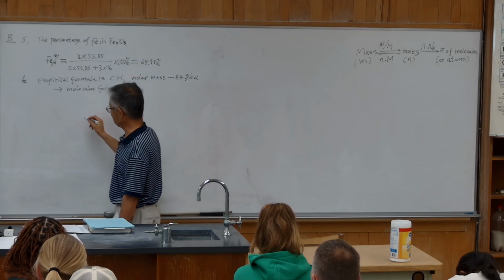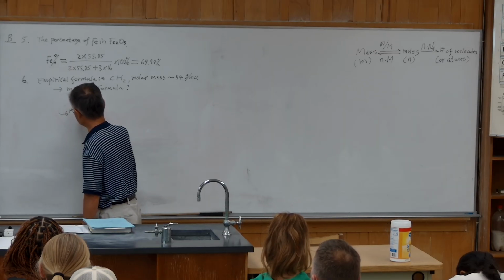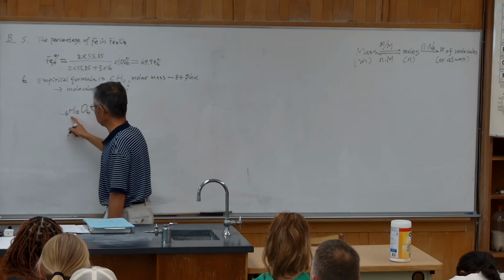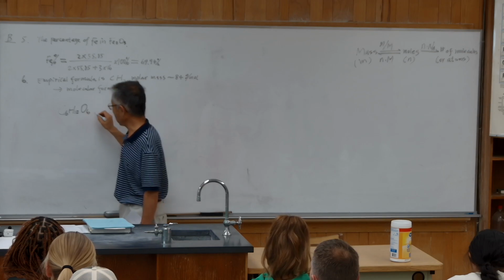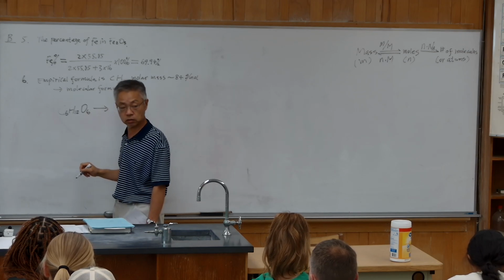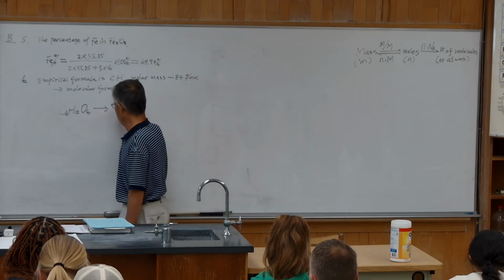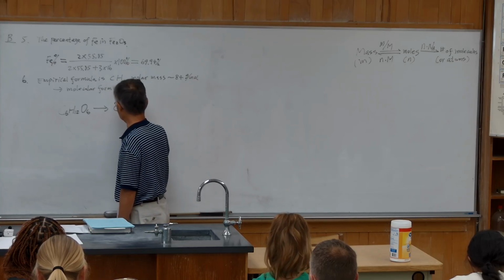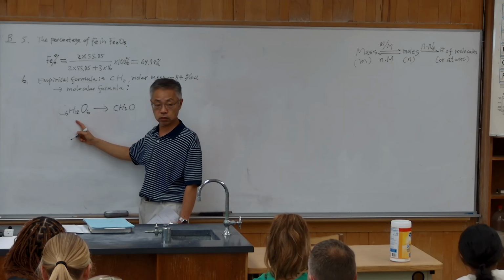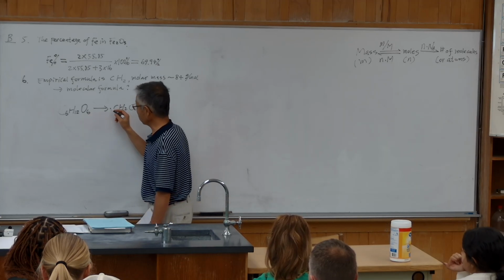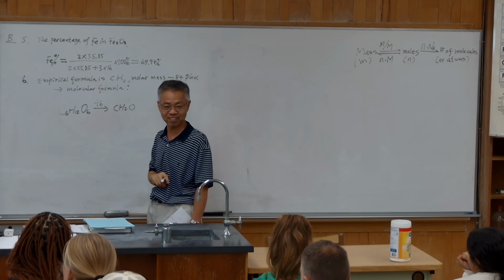Like you remember we have this example, sugar, glucose, C6H12O6, the molecular formula. How can we get the empirical formula? Everybody divided by 6, right? CH2O. So this is the empirical formula. This is the molecular formula. What's the difference? The difference is the whole number 6, right?